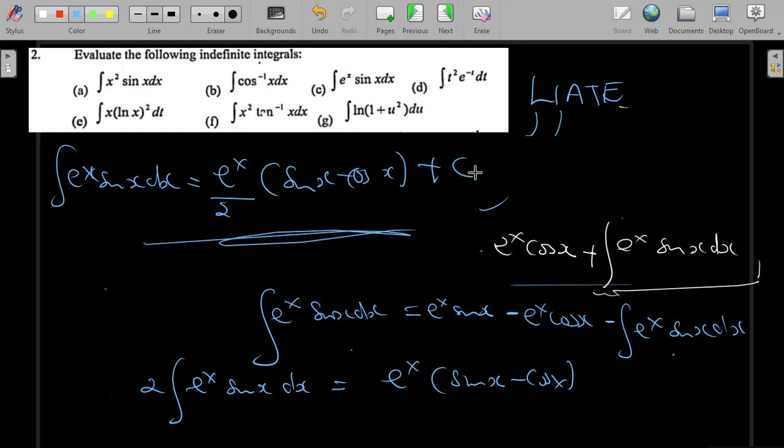Well, this is where we end, and this is how you apply integration by parts, and this is how it works. We'll see you in the next one.